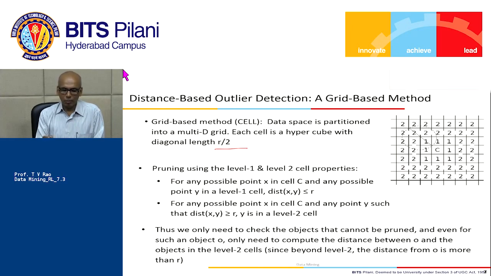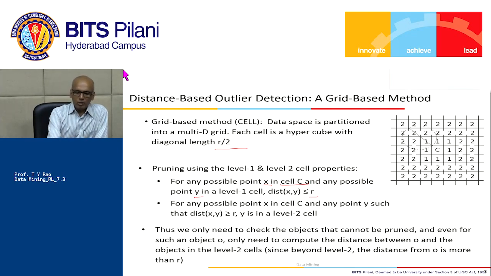One is that the point is not going to be an outlier, so we don't need to check further. That happens when we have a possible point x in cell C and any possible point y such that the distance is less than r. Then we can say that there is no need to proceed further because x can be pruned, and as a matter of fact, every object in the cell can be pruned.